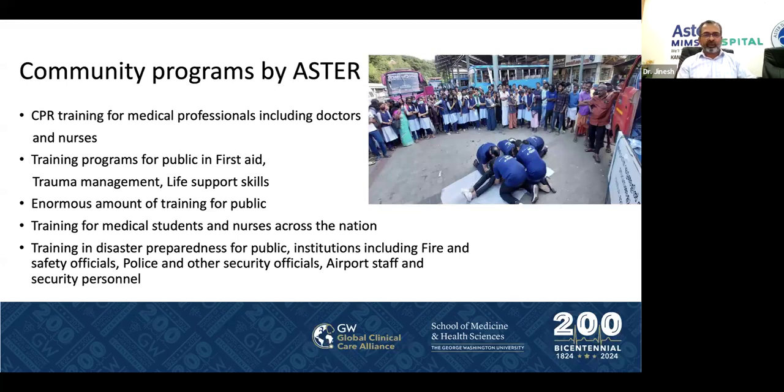And now we have started training medical students and nurses across the nation, and also training the health professionals, the fire and security people, the police, other security officials, airport staff, etc., in disaster management, in preparedness, as well as in capacity building. Next slide, please.